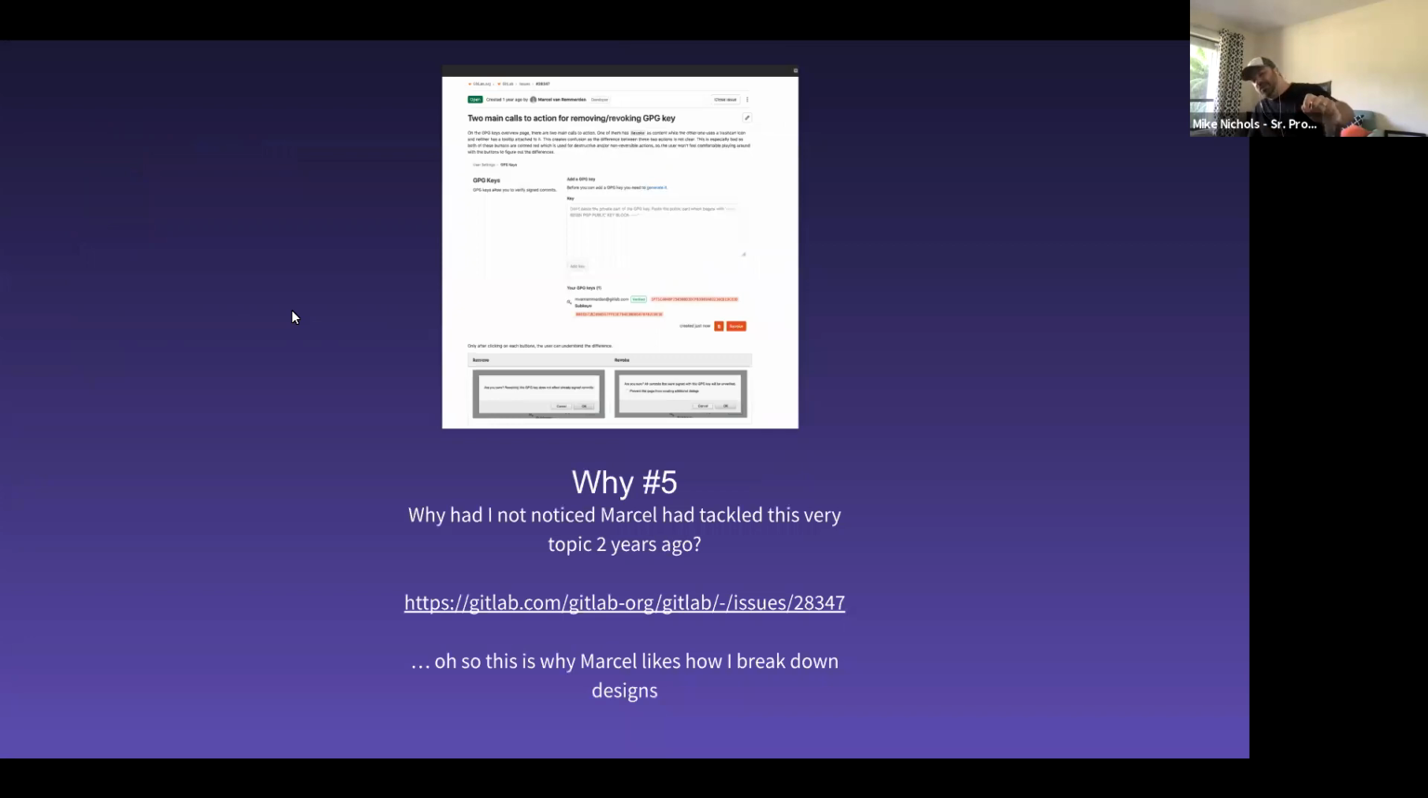So little plot twist here. What I like to do at this point is go back into history and see, okay, why was this designed this way in the first place? Let's go back far and see where this feature was introduced. Unfortunately, this went back so far that it predates issues, at least as far as what was searchable. But what was interesting that I found is Marcel tackled this very same topic 2 years ago.